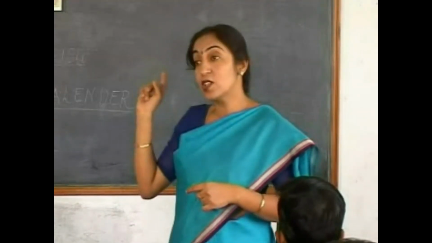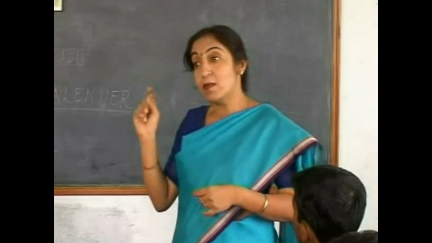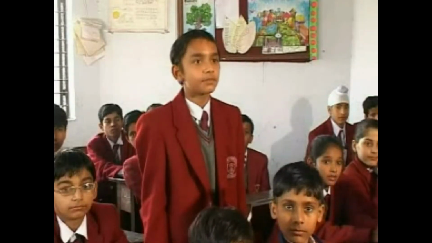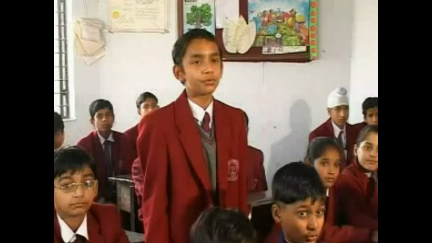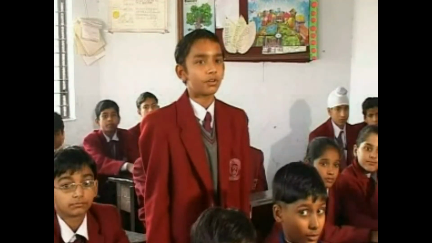Ajay, what is written on the top? It is a name of the month. Tell me the names of the 12 months. January, February, March, April, May, June, July, August, September, October, November and December.